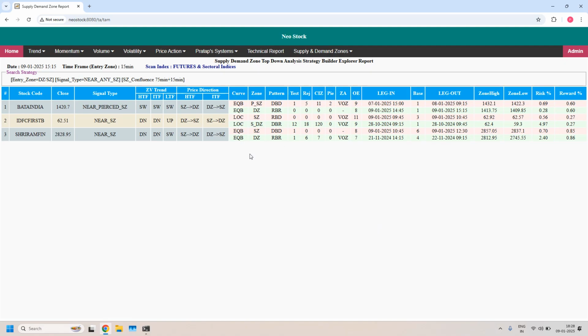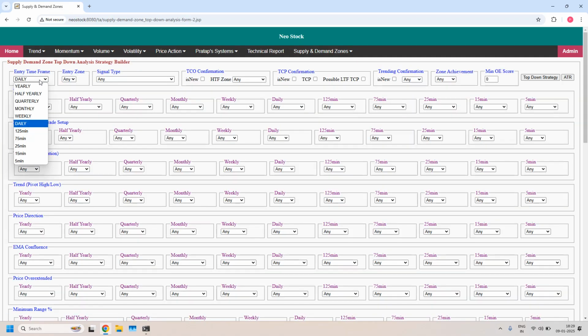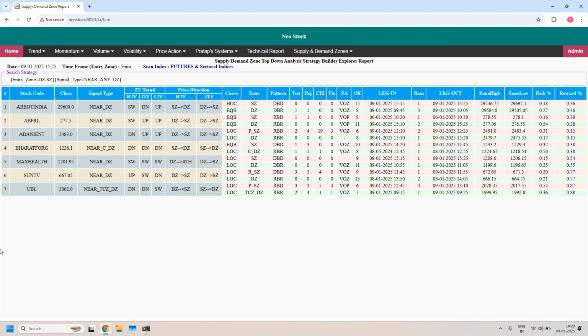Okay, next time frame is 5 minutes. Stocks near 5 minutes demand zone. We got 7 stocks.